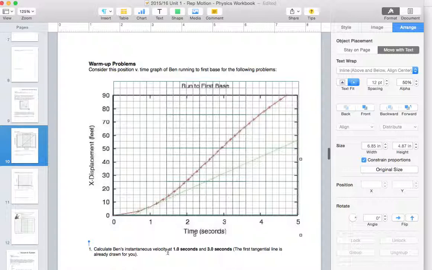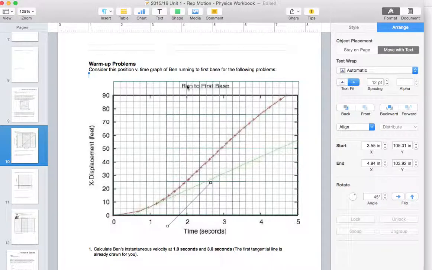It says, calculate Ben's instantaneous velocity at 1 second and 3 seconds. The tangential line is already drawn for you. So at 1 second, it's already drawn for us. That's awesome. And 3 seconds, well, I'll draw that one in right now. So here's a line from a word processing document at 3 seconds. So I'm going to go to 3 seconds. It's right here.